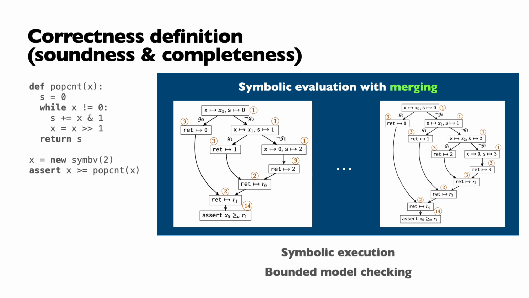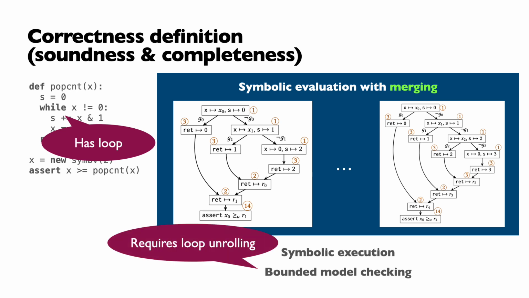Now, the next question is, what does it mean for symbolic evaluation with merging to be correct? Keep in mind that our language has loop and it was not known before how to reason with merging in presence of loop. The closest one is bounded model checking, but the correctness theorem of bounded model checking does not support loop. It requires that you unroll all loops away first. In our work, we detail what it means for symbolic evaluation with merging to be sound and complete with respect to the concrete evaluation.